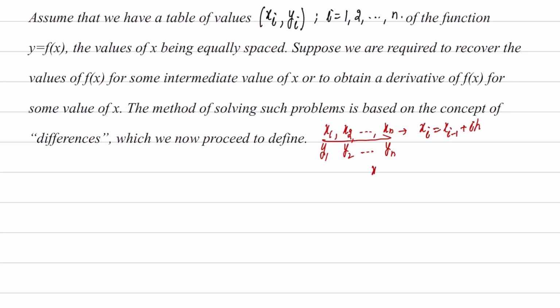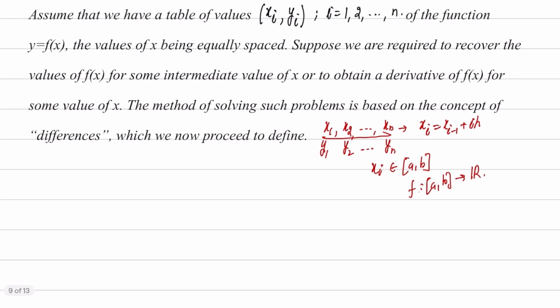Now suppose that these xi's are defined on an interval a b, where the function f is defined from the interval a b to some set of real numbers. Then we are given only n functional values at n indicated points of this interval, and we are required to find an intermediate value. We are given some x belonging to this interval a b, but not among the points x1, x2, xn, and we are required to find the functional value of f at that point. Or if we are required to find the derivative of f at any of the points of the interval a b, then the methods used for solving these kinds of problems are based on the differences.